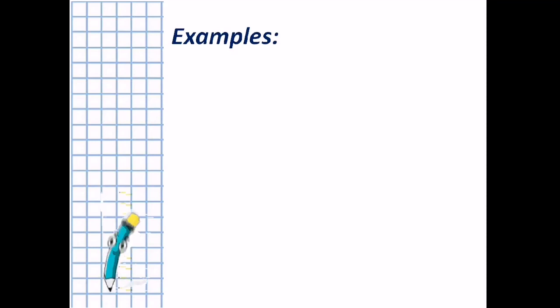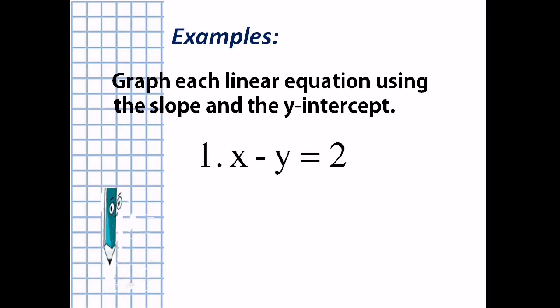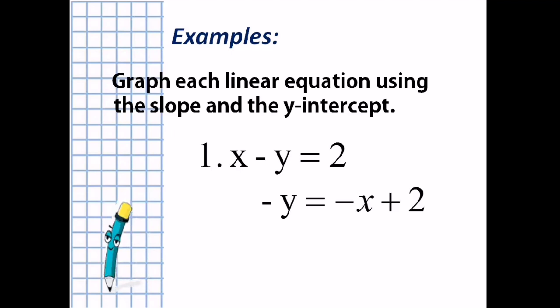So, ngayong alam na natin yung mga steps, let's have some examples. Graph each linear equation using the slope and the y-intercept. For our first example, you are asked to graph x minus y equals 2. And that equation is in standard form. So, the first thing we should do is to write this equation in slope-intercept form, y equals mx plus b. That is, negative y equals negative x plus 2.